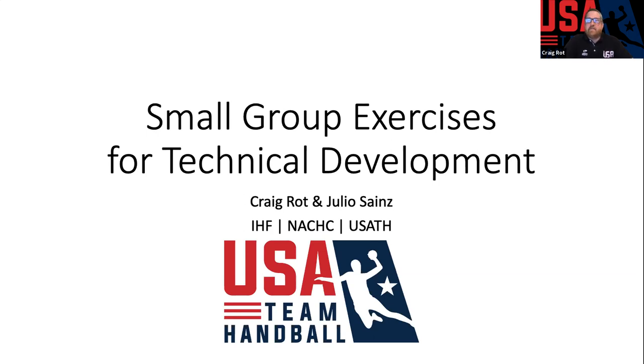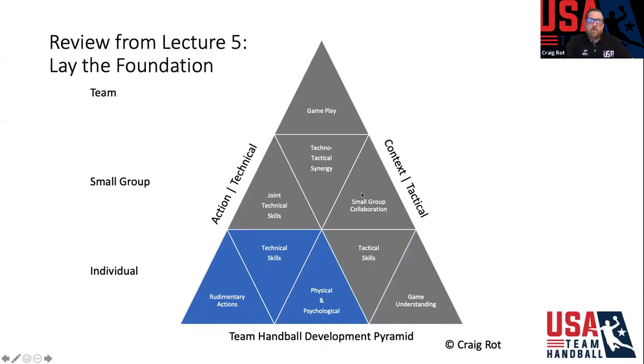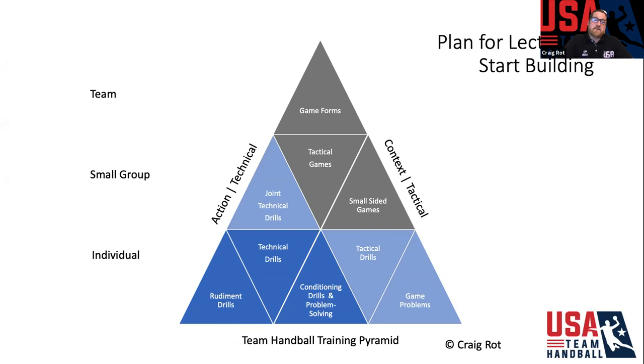So we're going to begin by finishing where we started today, what we set out to do with small group exercises for technical development. Now, these are exercises where players can perform many functions, and it's very important to locate these drills and exercises within the pyramid. And so that's where I'm going to begin. What we've covered so far is rudiment, technical, and physical and psychological. We're now going to move to cover game problems, tactical drills, and joint technical drills, but we're not really going to address game problems here. We're just going to mention the fact that when you begin work on tactical drills, you implement work on game problems. We can have a deeper discussion in a breakout room tomorrow, but for right now, just know that that's what we're covering.